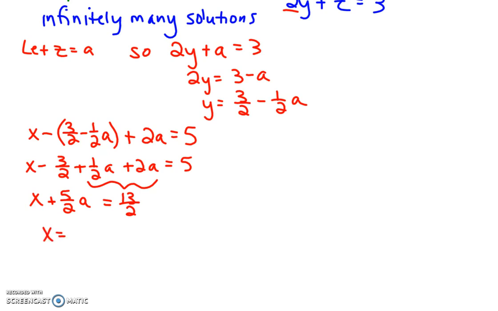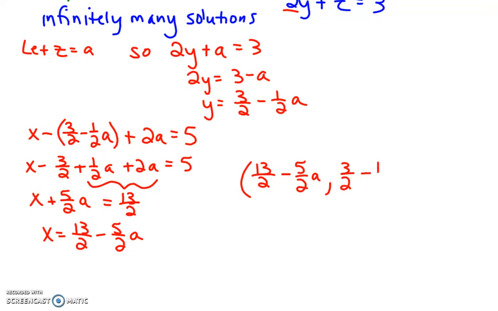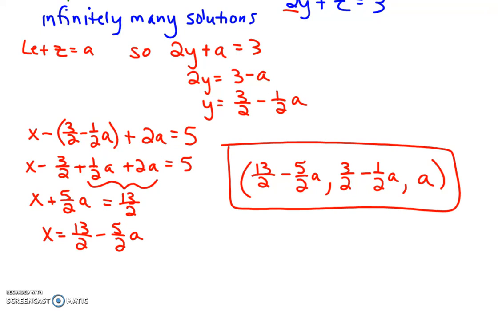And so x is going to be 13 halves minus 5 halves A. So then whatever value for A you have, you know what all of those values are to be for X, Y, and Z. All right, so there's your X. And then remember Y was 3 halves minus 1 half A. And then Z was just A. So this is how you can write the rule, basically, for all of those solutions for the system of equations.